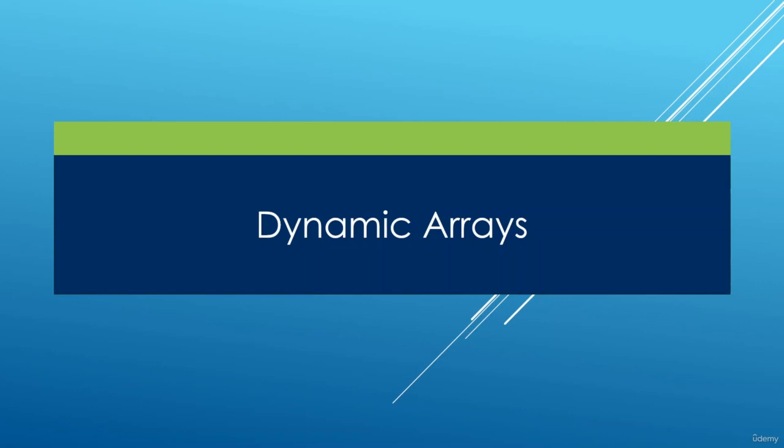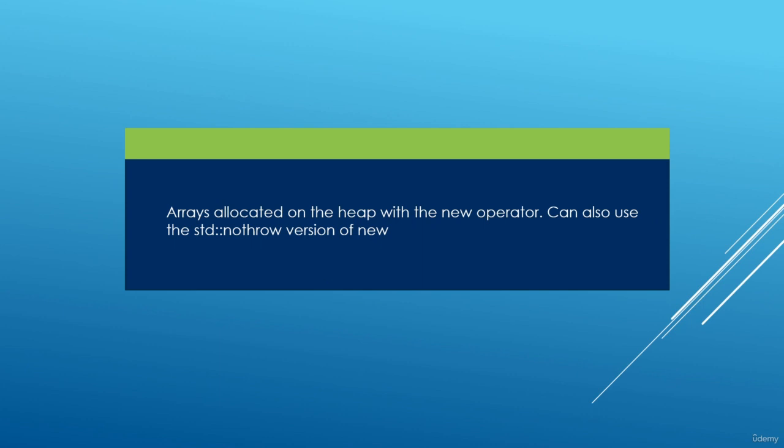In this lecture, we're going to look at dynamic arrays. These are arrays you can allocate on the heap, and they're not going to be stored on the stack like we have seen before. The arrays we have learned about so far have been living on the stack. We want to see how we can allocate arrays on the heap if we happen to need that in our applications. Arrays are allocated on the heap with the new operator.